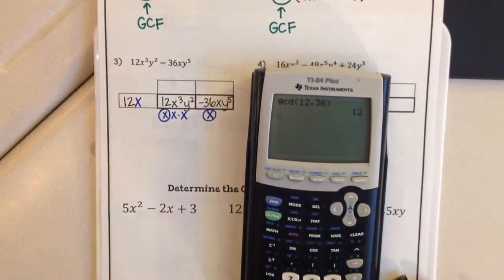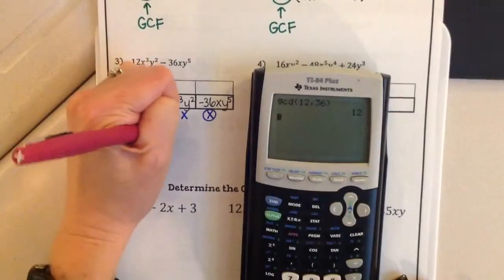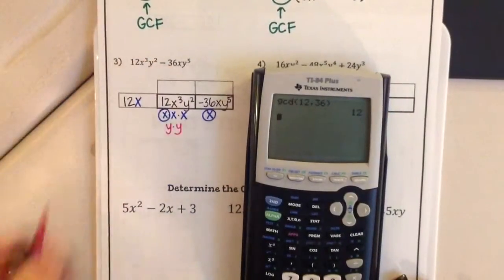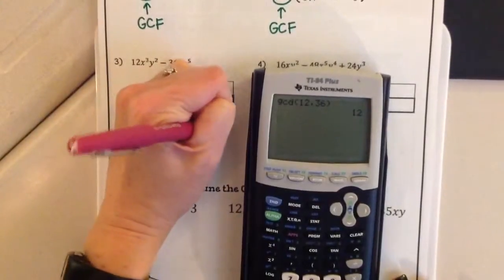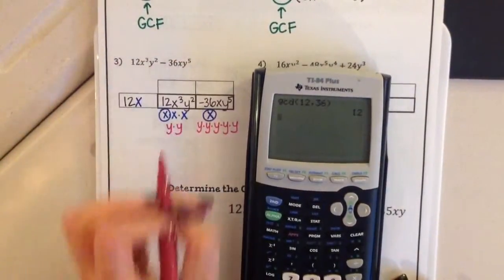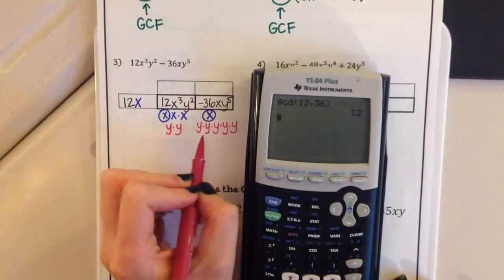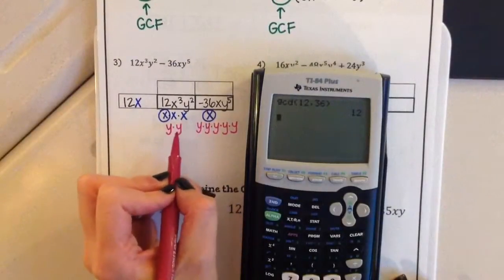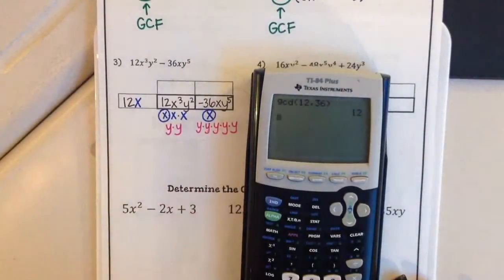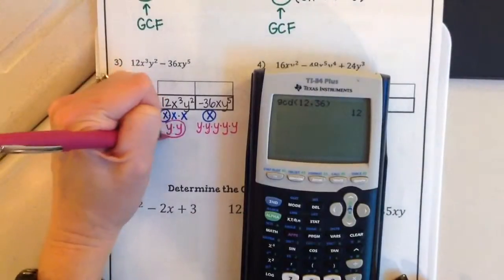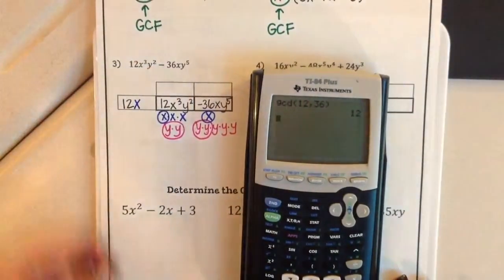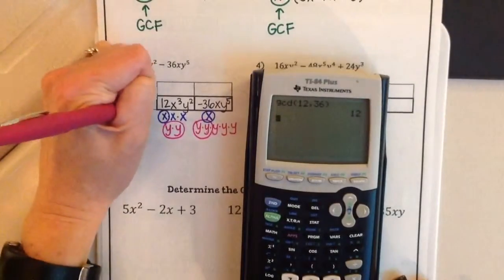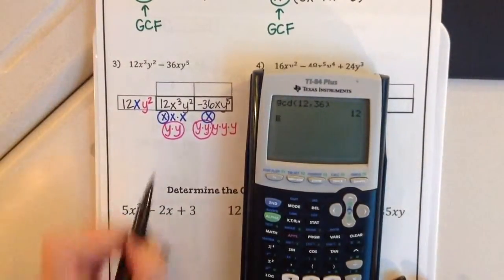And now I have another variable, I have a y. So y squared really means I have y times y, and y to the fifth means I am taking that base of y and multiplying it 5 times. So now I need to look at my y's separately from my x's, and I need to ask myself, how many y's does each term have to give up? Well, this guy can give up all 2 of his y's, which means this guy also has 2 y's to give up. So I would be factoring out y squared from each term.